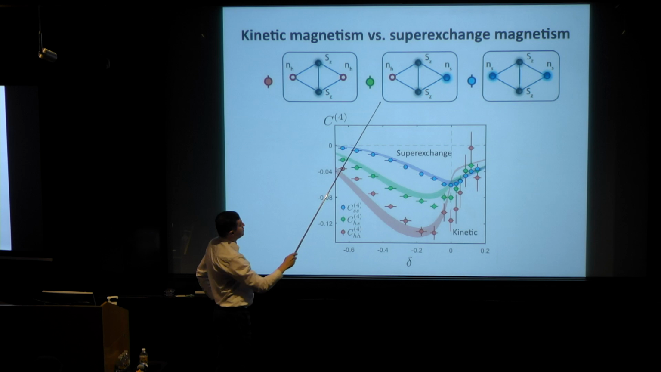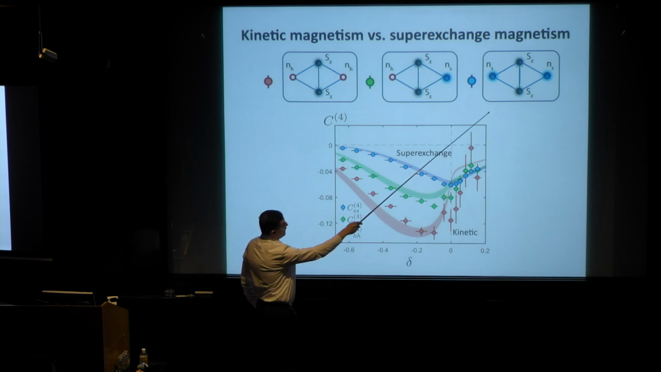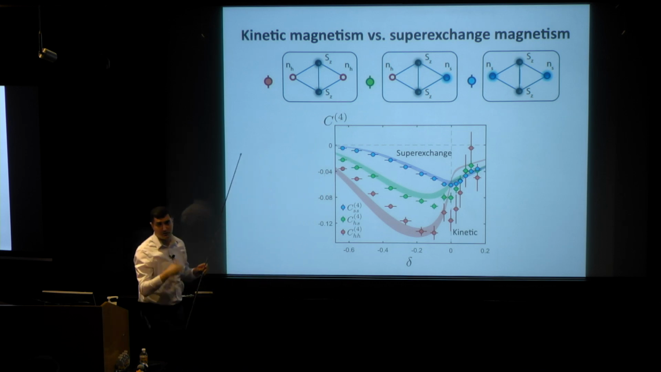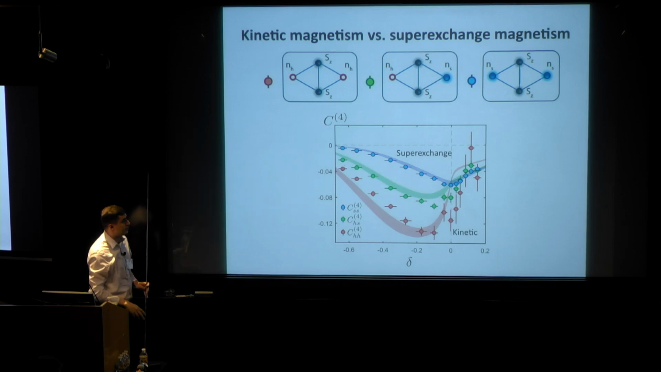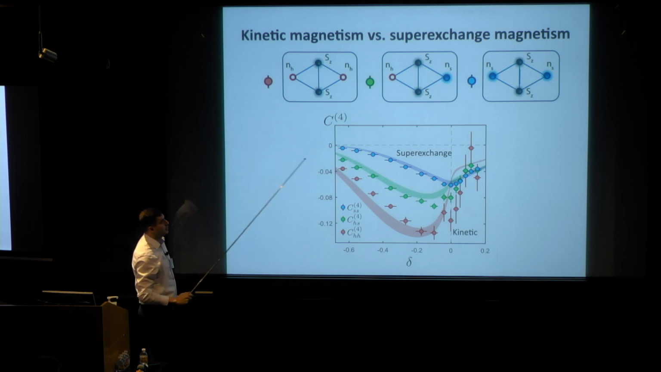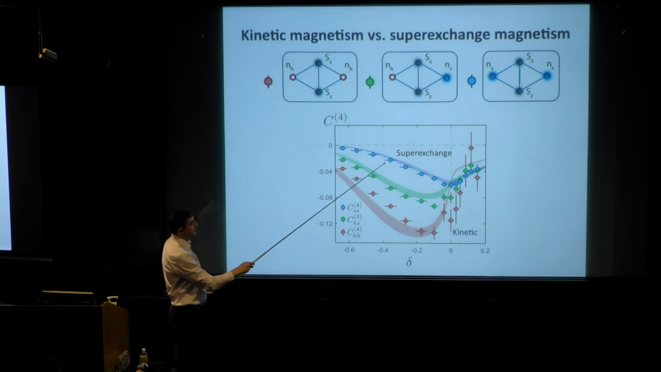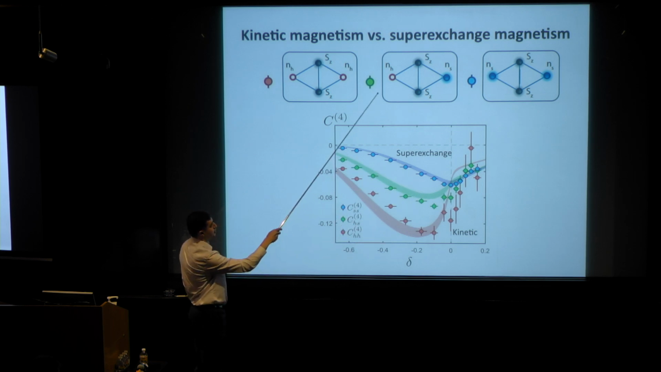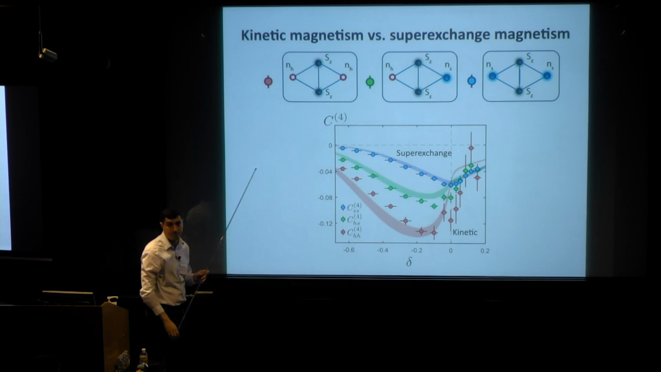If you introduce a single hole, or 2 holes, you open up the possibility of kinetic antiferromagnetism. So now we can look at these conditional 4-point correlation functions, and we see that with super exchange the correlations are weak, and then they get strongly enhanced by introducing 1 or 2 holes.